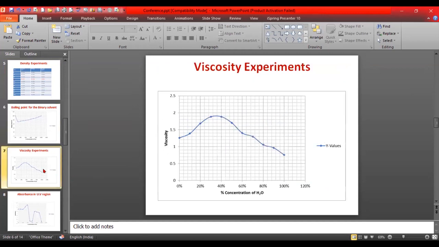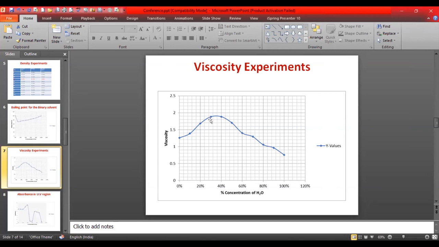Now the next experiment is viscosity experiments. Here we have found, as you increase the water content in dioxane, your viscosity first increases and then it decreases. So here we actually get some clue that there is cluster formation, because as the molecule size increases, the viscosity will increase. So here we get some evidence of cluster formation. And again, the changes are at 30% water and 70% dioxane. So that is very important.